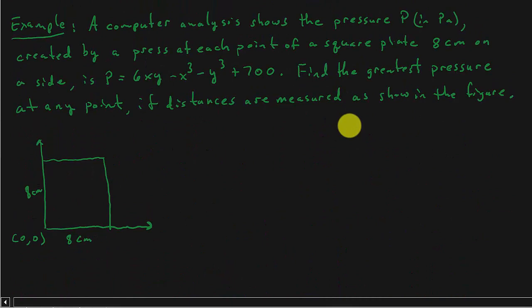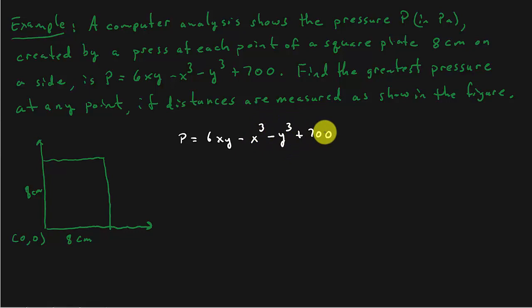All right, so we have a computer analysis shows the pressure P in pascals created by a press at each point of a square plate 8 centimeters on a side. Is P equal? So let's just write that down. P equals 6xy minus x cubed minus y cubed plus 700. Find the greatest pressure at any point if distances are measured as shown in the figure.